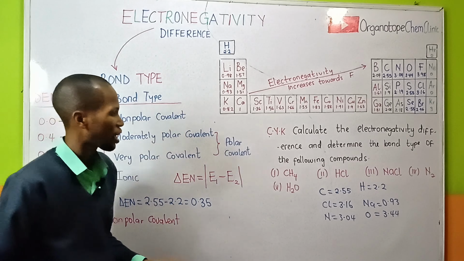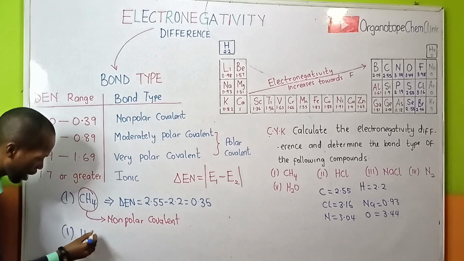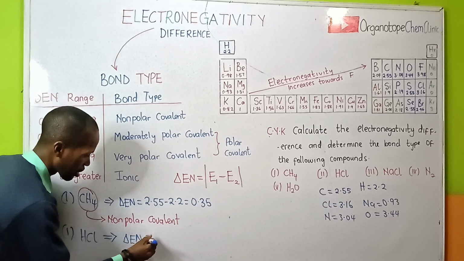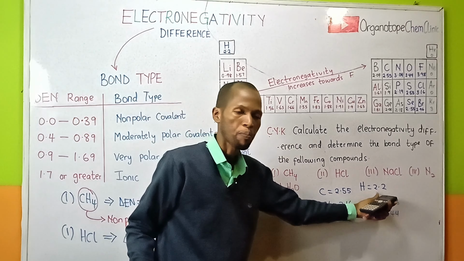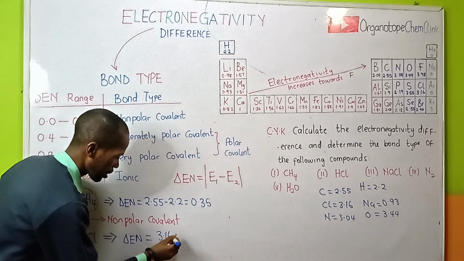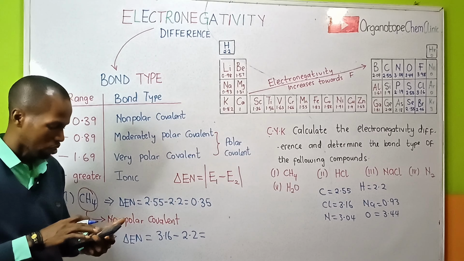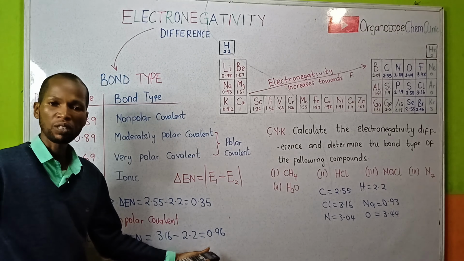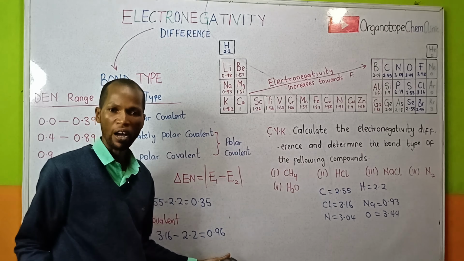Okay, now can we attempt the next one, the hydrochloric acid? We have HCl. The electronegativity difference, in this case, chlorine has higher electronegativity when compared with hydrogen. So we are going to have 3.16 minus 2.2. Okay, when we press our calculator, we have 0.96. So the electronegativity difference between the atom of hydrogen and chlorine is equal to 0.96.